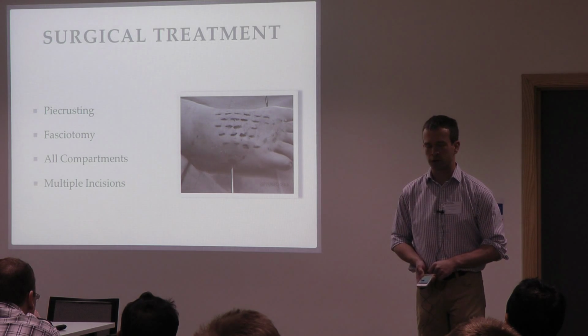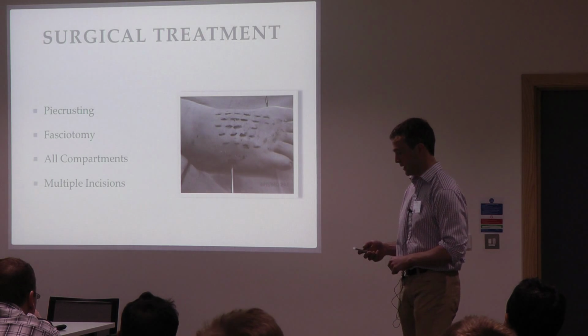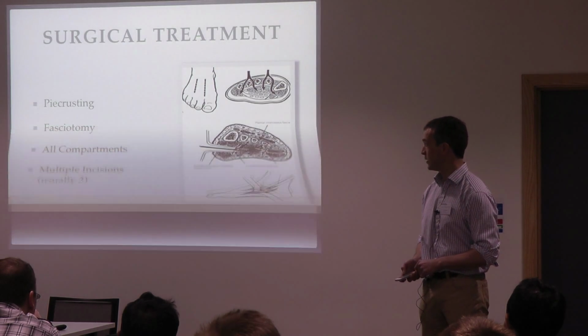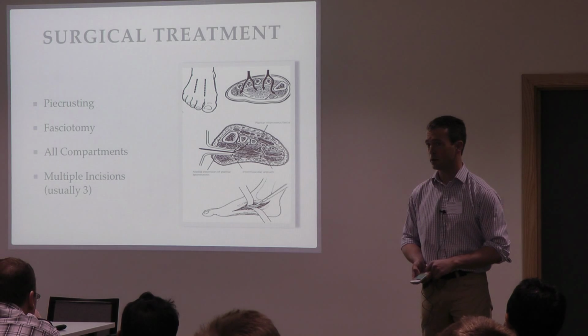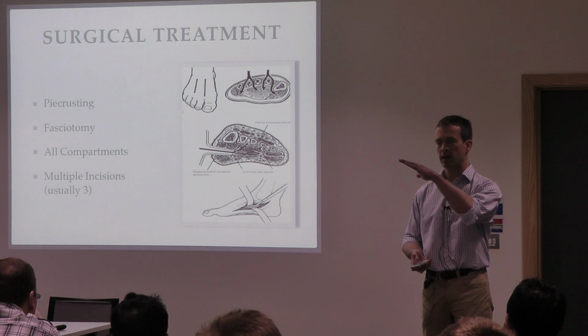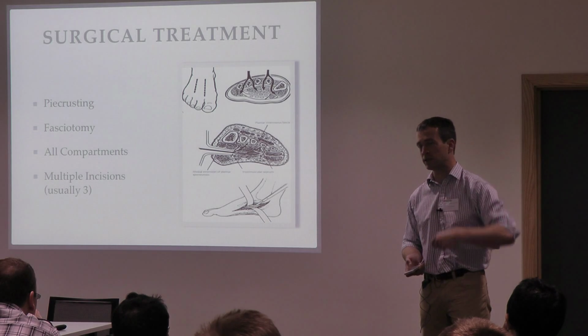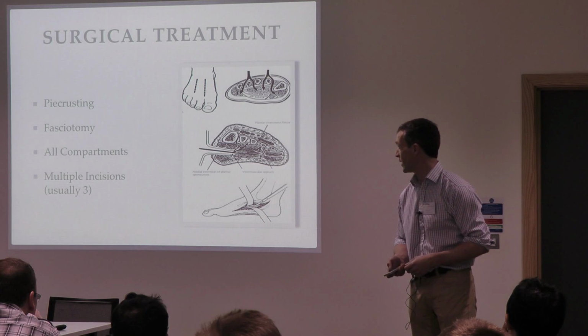Gold standard treatment for compartment syndrome is fasciotomy. Gold standard treatment for fasciotomy in the foot is three incisions: two on the dorsum and one up by the heel. So you get the calcaneal compartment, on the medial aspect of the foot by the heel, and you get the foot compartments through the two dorsal incisions, where you go in between the metatarsals and release the plantar compartments that way.